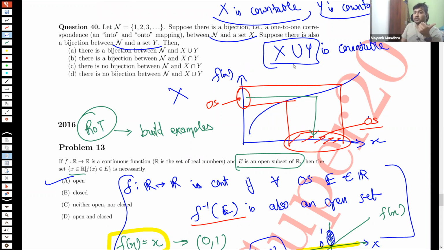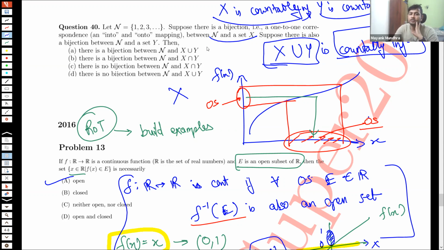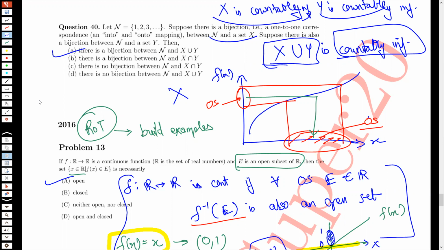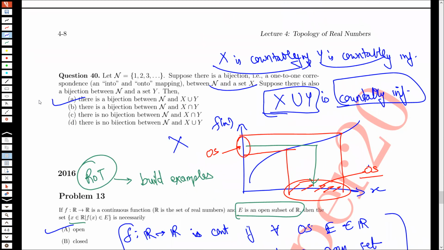So if X union Y is countable, it basically means that there will exist a bijection between N and X union Y. In fact, it is going to be countably infinite. Any set is countably infinite if there exists a bijection between the set of natural numbers and that particular set. These both sets are countably infinite. So a union of two countably infinite sets is going to be countably infinite. So that's why X union Y and N will have a bijection between them. Okay, sir. Okay. Next.